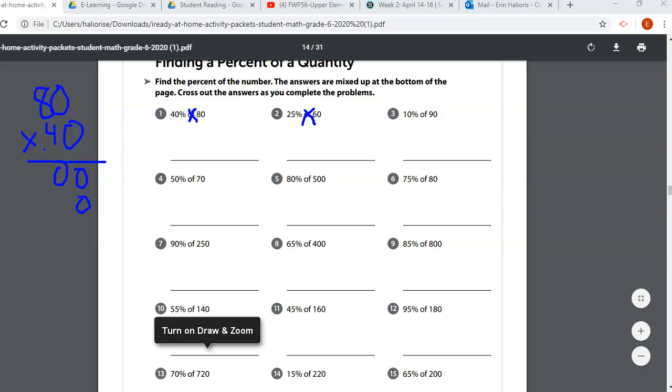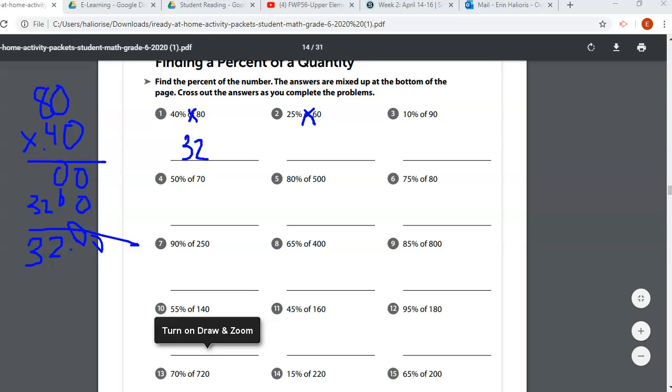0 times 0, 0 times 8, placeholder. 4 times 0 is 0. 4 times 8 is 32. Add it all up. Oh my goodness, my keyboard's going crazy. And you get this. Make sure you put in your decimals. Two numbers, 32. So 40% of 80 is 32.